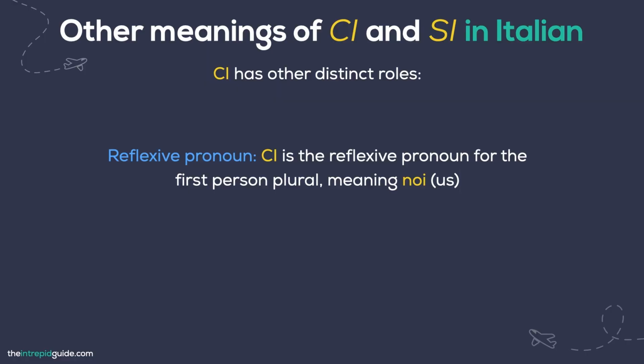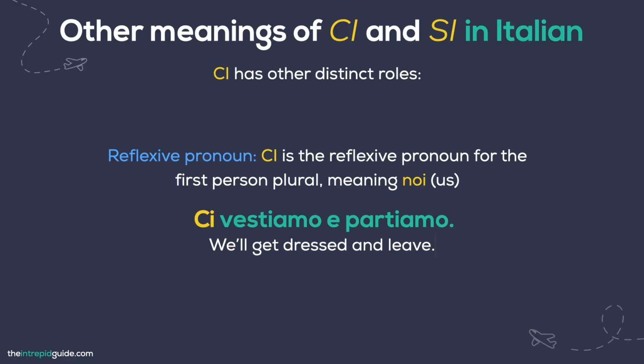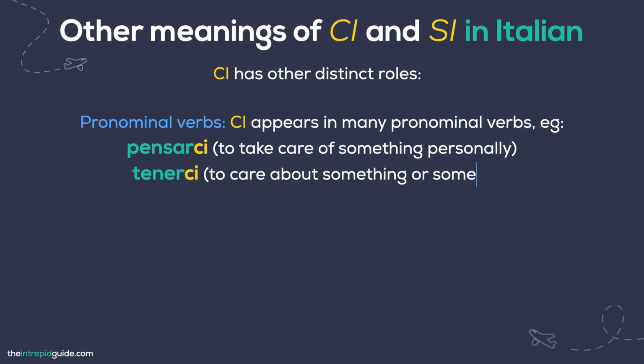It is also a reflexive pronoun for the first person plural, meaning noi, us, as in, Ci vestiamo e partiamo. We'll get dressed and leave. Ci also appears in many pronominal verbs, such as Pensarci, to take care of something personally, Tenerci, to care about something or someone.